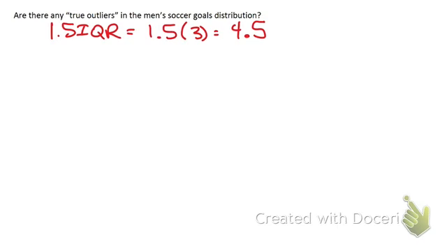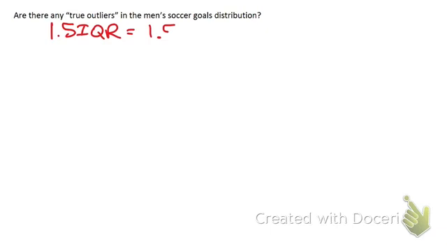Find the lower fence. We're going to take Q1 and subtract the 1.5 IQR value. What is Q1? 2. It was 2. And I want to subtract the 1.5 IQR value of 4.5. What is 2 minus 4.5? Negative 2.5. Are there any lower outliers?